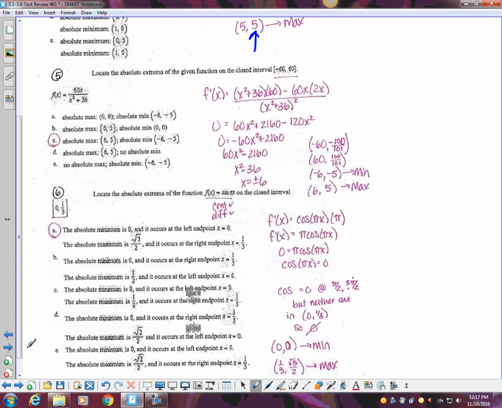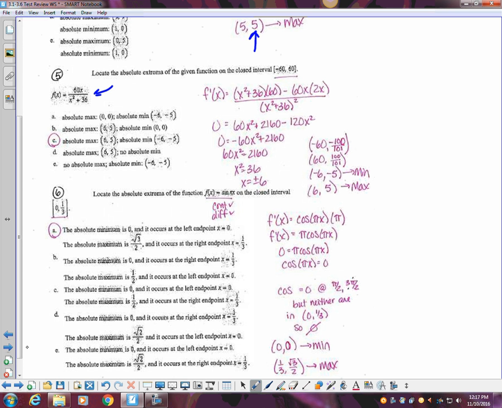Number 5, locate the absolute extrema of the given function on the closed interval -60 to 60, which is huge. This function right here has issues, but if you take the bottom and set it equal to 0, you're going to get negative numbers underneath the root, so imaginary numbers, so you don't get any issues from that. It doesn't have any vertical asymptotes. So I go ahead and take the derivative.